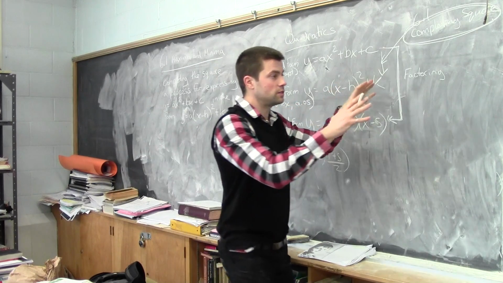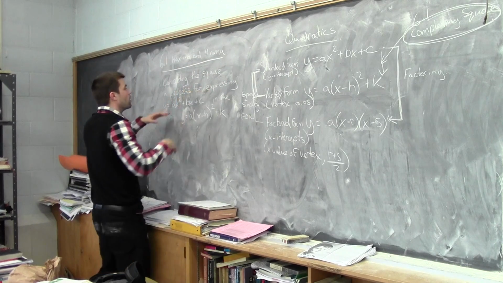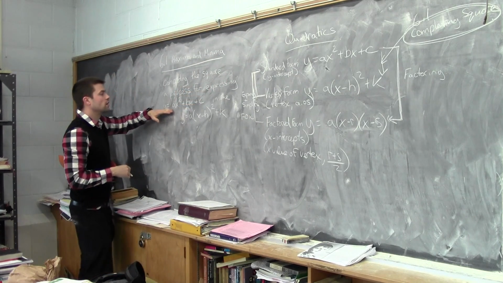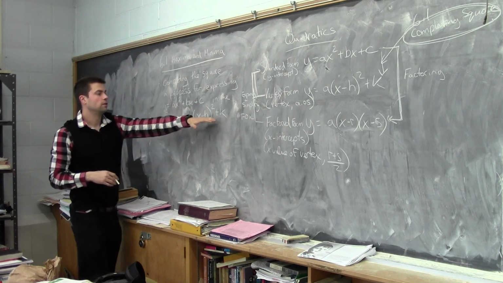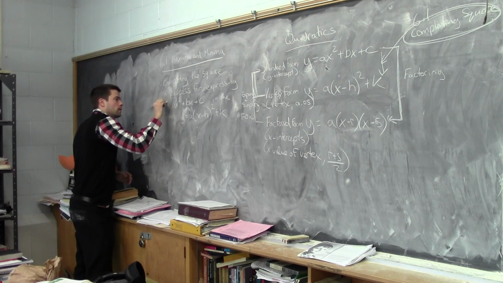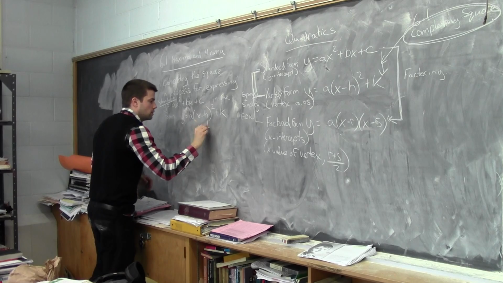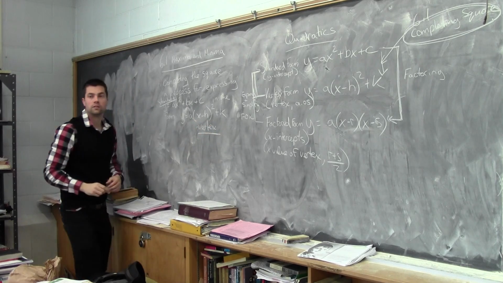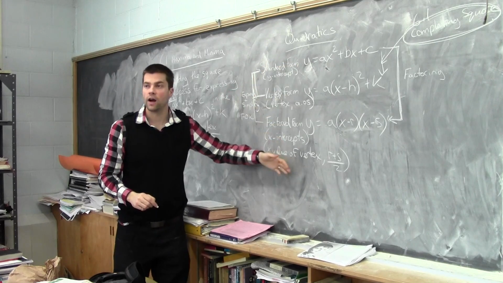Okay, so let's look at completing the square here. First, we have the definition. Completing the square, a process for expressing this, which is standard form, in the form this. All right, so this is standard, and this is vertex. That's all it is. Okay, and factoring was going from standard to factored form.